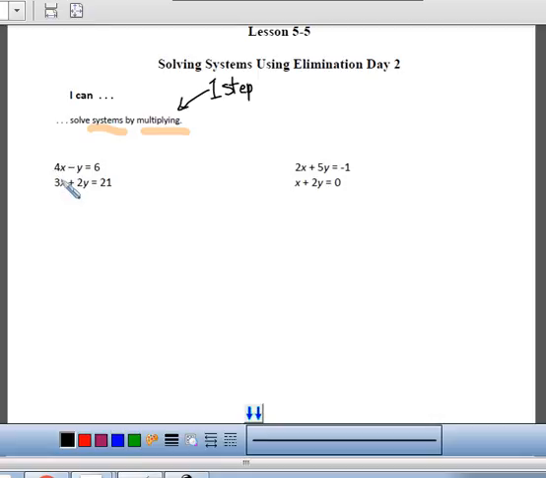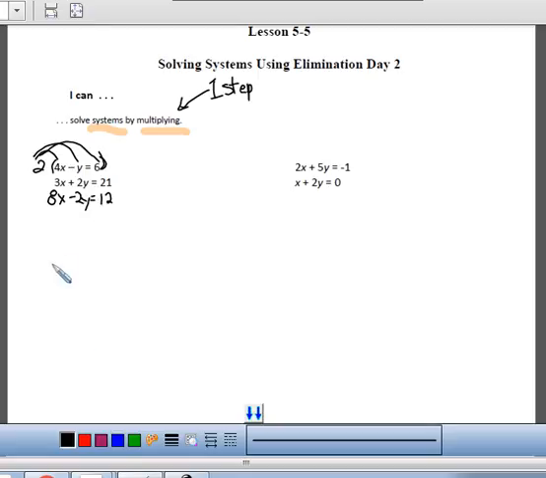Now, I'm looking for a way to multiply either the entire top equation or the entire bottom equation by one number that will allow me to eliminate. Because I see this subtraction sign here, I'm going to use that to my advantage. I'm going to multiply this entire equation by 2 and watch what happens. So 2 times 4x is 8x. 2 times y is 2y, but I have a minus sign in between, so it's almost like a negative, so negative 2y. And then 2 times 6 is 12.